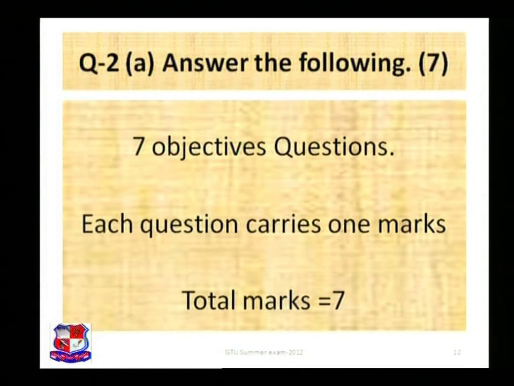The next question that comes in the paper is: answer the following, costing 2 marks. Again, there is 1 question each carrying 1 mark. So the total marks are 7 and there are 7 objectives.